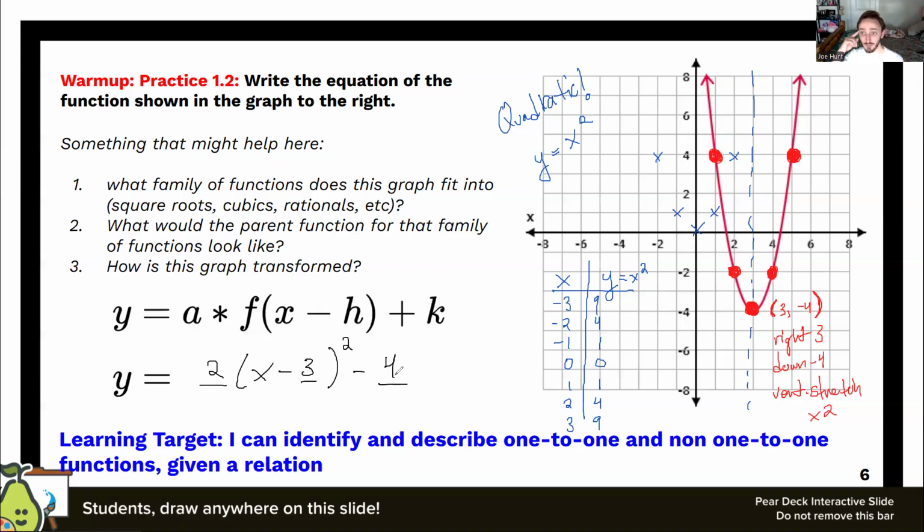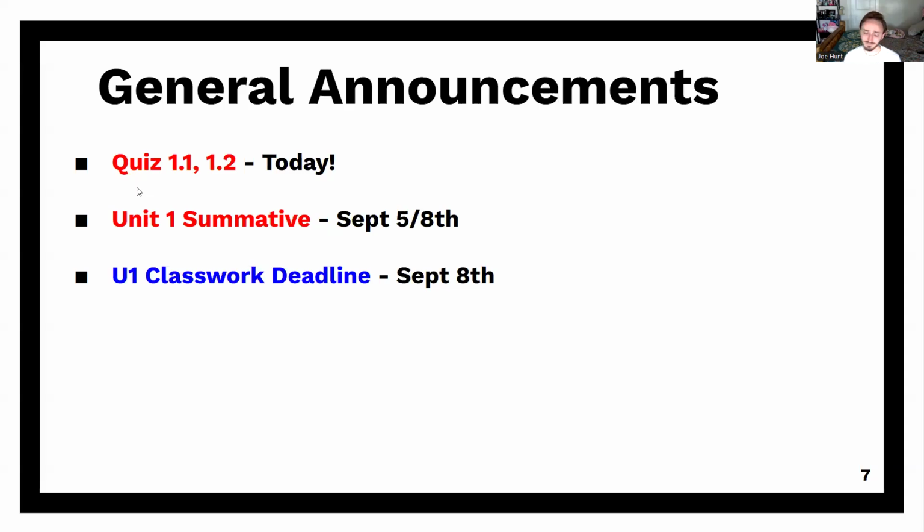We started by identifying the family of functions. We identified the parent function for that family, and we used that to compare and contrast and say, okay, what is this graph in red looking like? What transformations have I observed? And we use that to write the final equation. You'll see a handful of those in that practice as we go, but I wanted to go over that just to get the gears turning and recap and review.